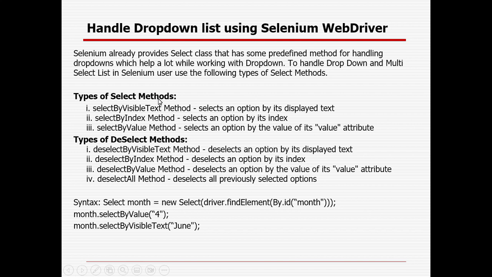Selenium already provides the Select class that has some predefined methods for handling dropdowns, which help a lot while working with dropdowns. To handle dropdowns and multi-select lists in Selenium, users use the following types of select methods already mentioned. So what we need to do is create an object or instance of the Select class, because I need to call the other methods as well. This is the object we'll be creating for the Select class. So how will I create it here?